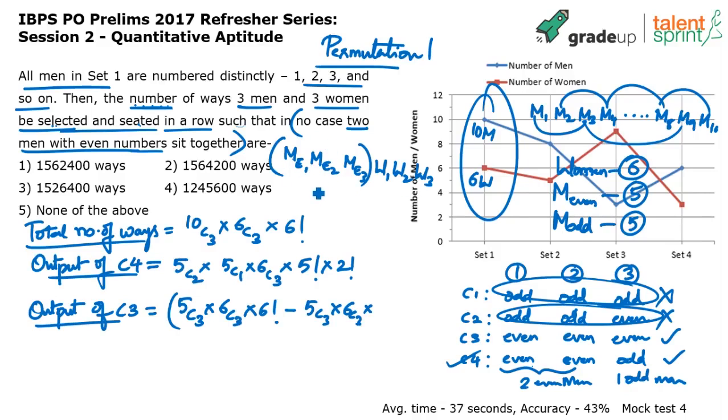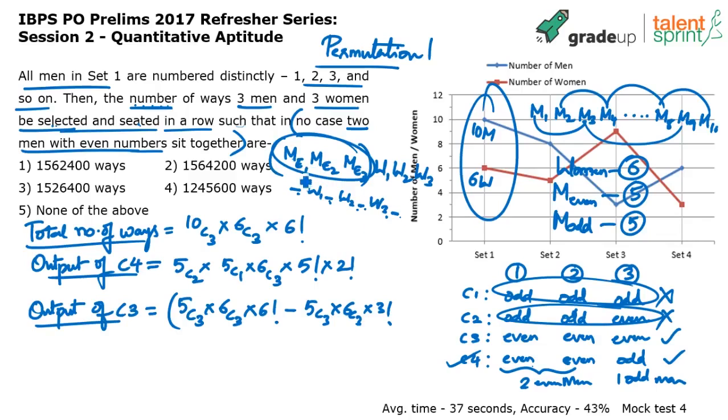So we'll first arrange the women. 3 women can be arranged in how many ways? W1, W2, W3. These 3 women can be arranged in 3 factorial ways. Now between women, how many places do we have? 1, 2, 3, 4. Remember, these are the 4 places which can be occupied by these 3 men. These 3 men will choose any 3 of these 4 places, and then arrange themselves there.